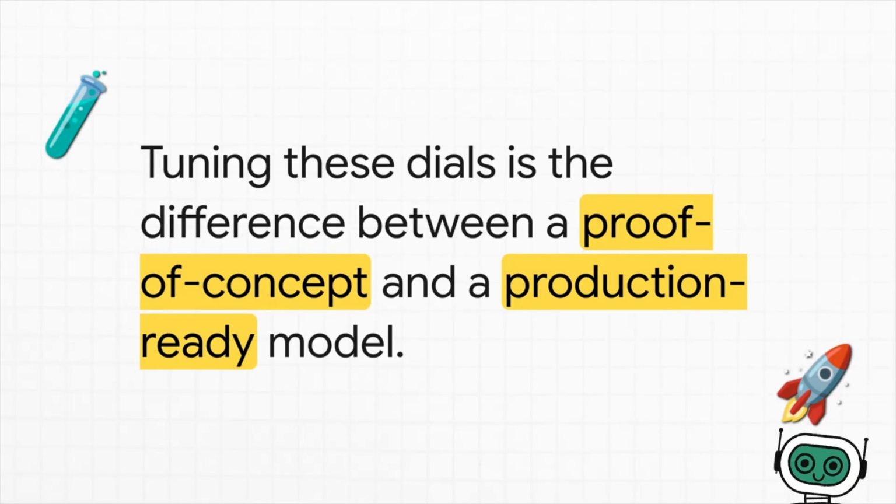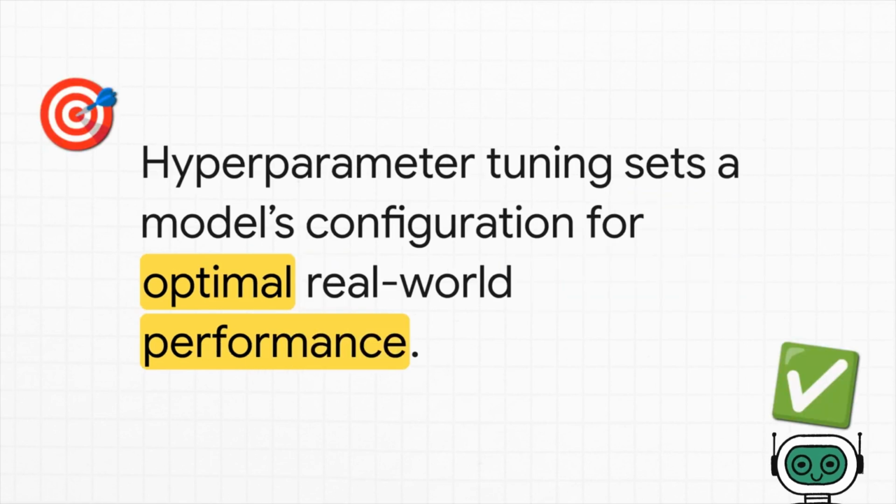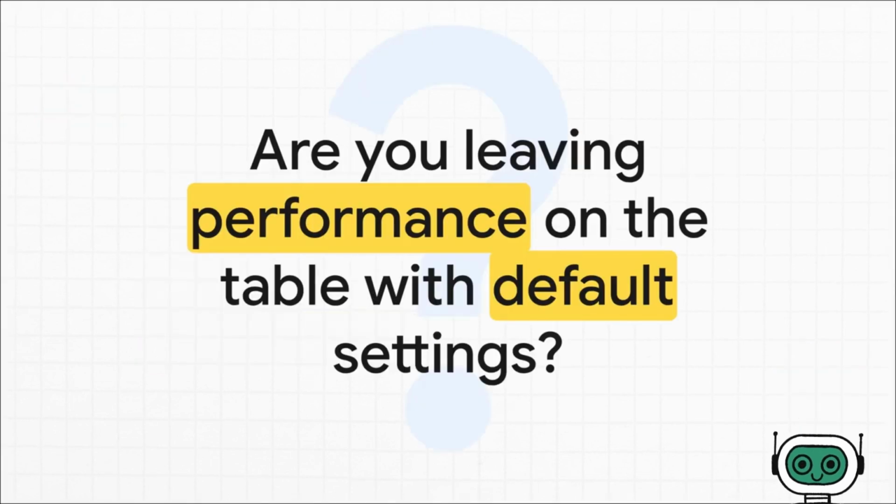And this is exactly why we care about tuning. Using a model's default settings can get you a decent result, but carefully tuning them is often what turns a simple proof of concept into a robust, high-performing model that you can actually use in production. So, to wrap it all up, hyperparameter tuning is simply the disciplined experiment of setting your model's configuration to get the best possible performance on new, real-world data. And that leaves us with a pretty important question to think about for our own work. How much performance are you leaving on the table just by using the default settings?